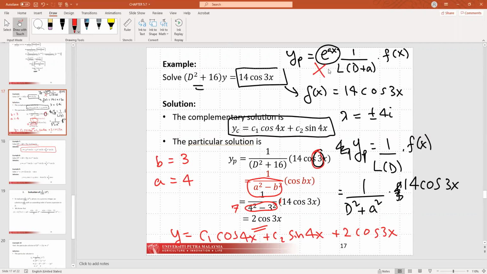Sebab bila dia tak ada, kita tak perlu buat exponential shift. Bila tak perlu maksudnya dia terus kepada L of D. Jadi tak perlulah D plus A, sebab yang ni dia dah tak ada. Sebab kita buat L of D plus A ni bila right hand side dia adalah RX sama dengan E to the AX darab dengan FX.